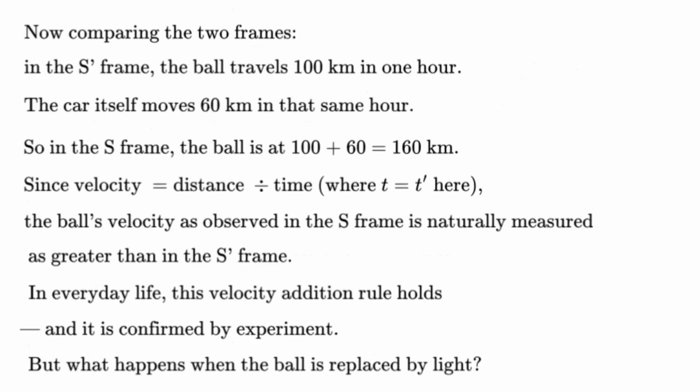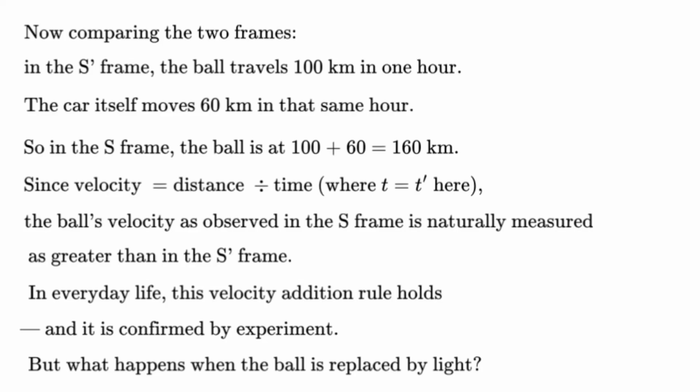Now comparing the two frames. In the S' frame, the ball travels 100 kilometers in 1 hour. The car itself moves 60 kilometers in that same hour. So in the S frame, the ball is at 100 plus 60 equals 160 kilometers. Since velocity equals distance divided by time, where t equals t' here, the ball's velocity, as observed in the S frame, is naturally measured as greater than in the S' frame. In everyday life, this velocity addition rule holds, and it is confirmed by experiment.